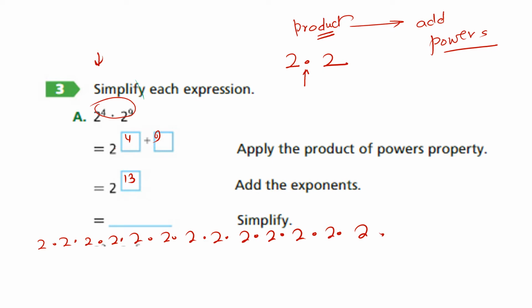Now try to find out the answer. Now remember, in order to do this, your multiplication, your times table should be strong. You guys are in grade 8, so your times table should be strong. Memorize the times table. 2 times 2, 4. 4 times 2, 8. 8 times 2, 16. 16 times 2, 32. 32 times 2, 64.